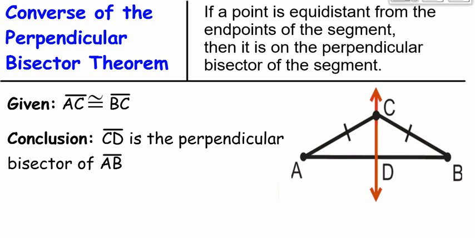Then we're going to have the converse of the perpendicular bisector theorem, which basically says that if I have two congruent line segments, so these two line segments are congruent, then this point has to be on the perpendicular bisector, which means I have two 90-degree angles and two congruent line segments. So go ahead and pause and get the converse of the perpendicular bisector theorem in your notes.